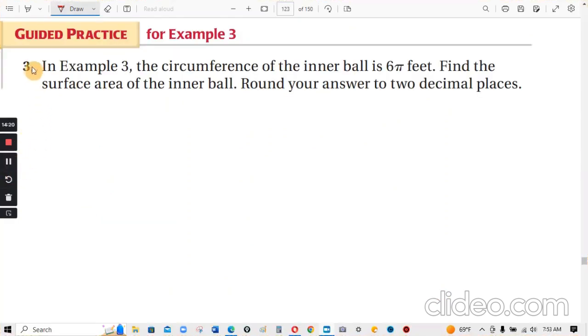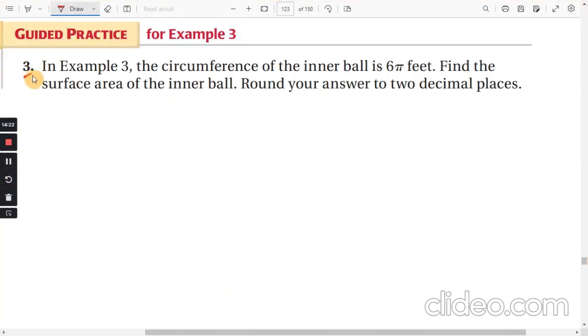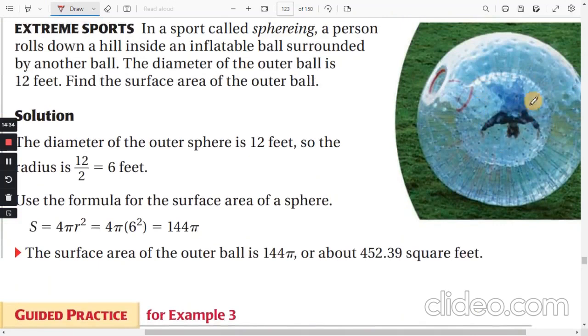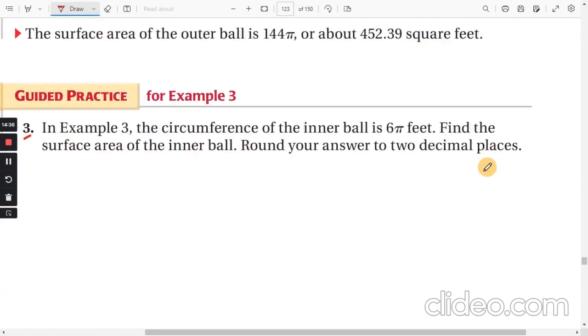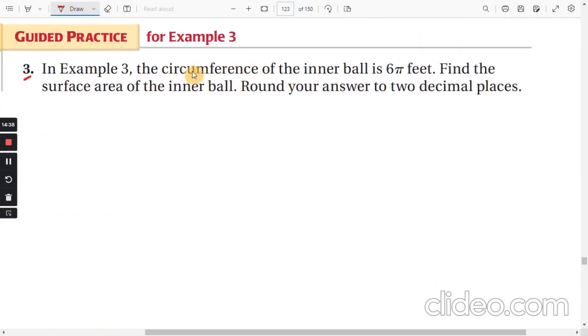All right, please try guided practice number 3. It says in example 3, the circumference of the inner ball is 6 pi feet. Find the surface area of the inner ball. Round your answer to 2 decimal places. Okay, so in example 3, they had an inner ball and an outer ball, but that's not really relevant. All we need to know is that the circumference is 6 pi feet. So that's going to be your C, 6 pi feet, and they want you to find the surface area. So please do that just like we did it in the previous example.